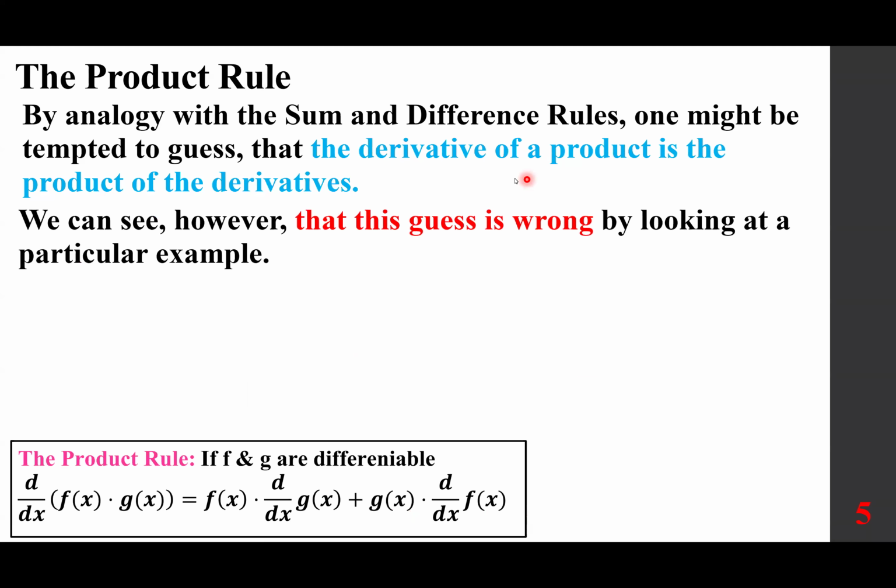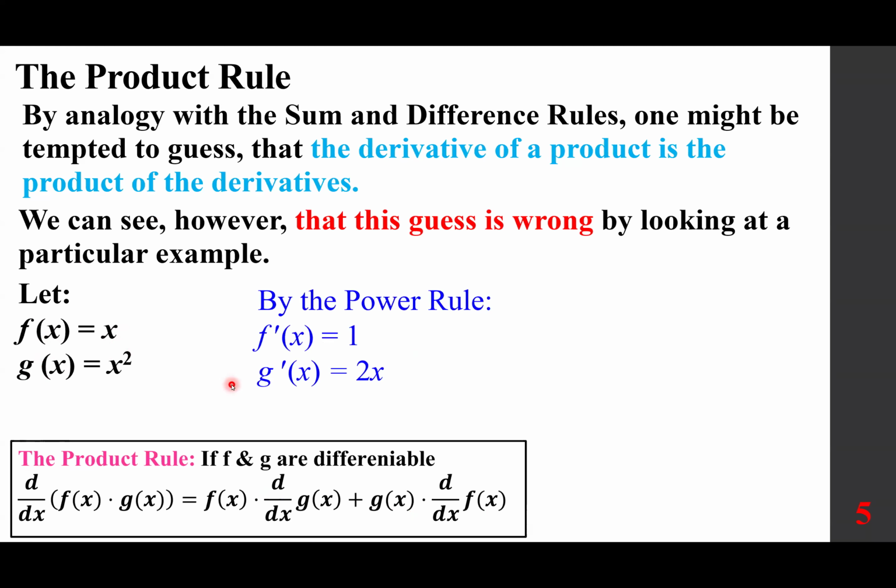For example, we can use this simple case: if f of x is x, the derivative is 1. If g of x is x squared, we know the derivative is 2x. This is by the power rule. If we multiply these two, obviously we get x cubed, and the derivative is 3x squared. So in other words, we already know what the derivative is.